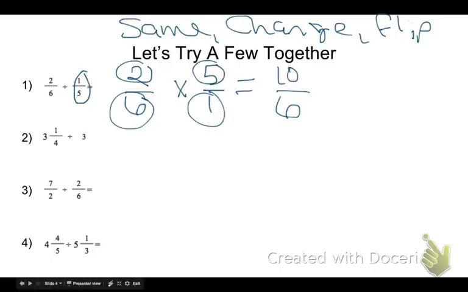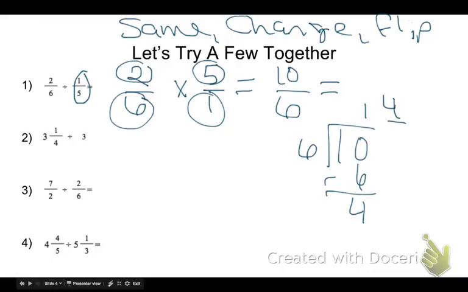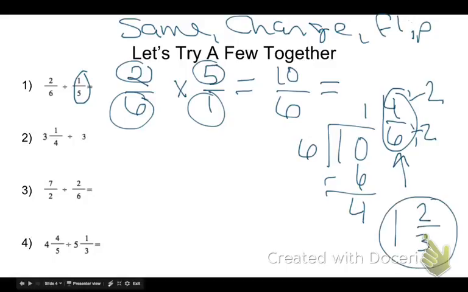That is an improper fraction, and my fraction must be in simplest form. So if I do 10 divided by 6, it goes in 1 time. I have 4 left. 1 and 4/6. Remember, I told you that sometimes this fraction can be simplified. 4/6 is not in simplest form. I can divide both of them by 2 and make it 1 and 2/3. That is my final answer.